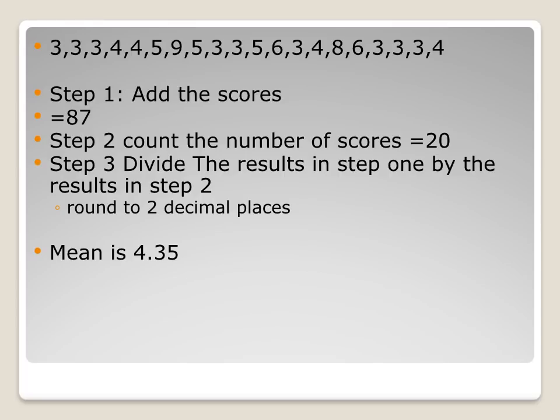So step 1, you're going to add the scores, sigma x. So you should get 87. Then you're going to count the number of scores in your data set. In this case, we have 20. You're going to divide the results in step 1 by the results in step 2. Again, rounding to 2 decimal places because we have just done a calculation. Our mean is now 4.35. So you would represent this as x bar equal to 4.35.